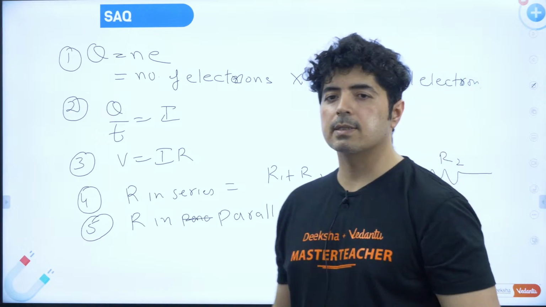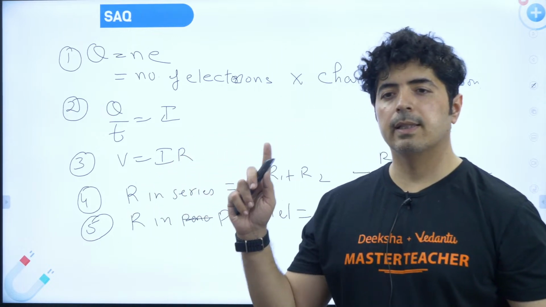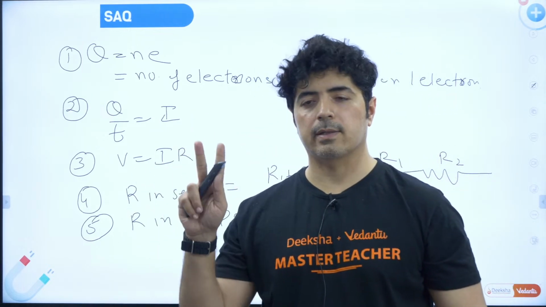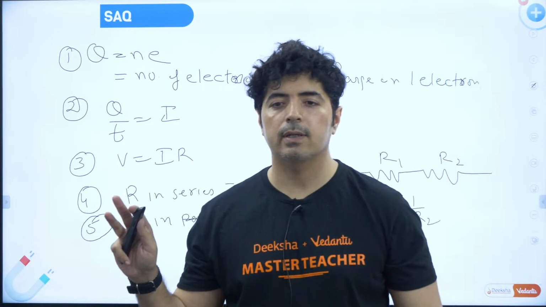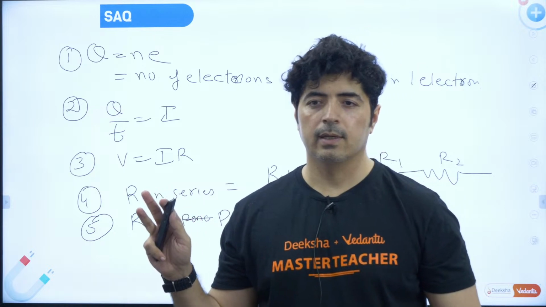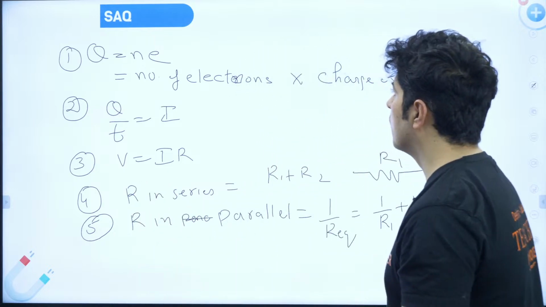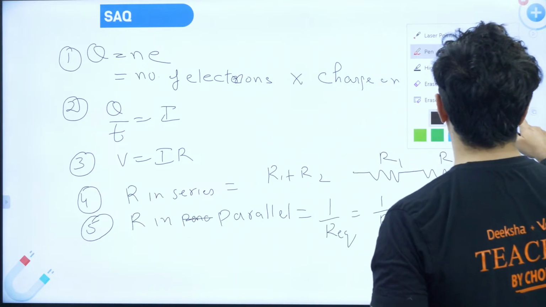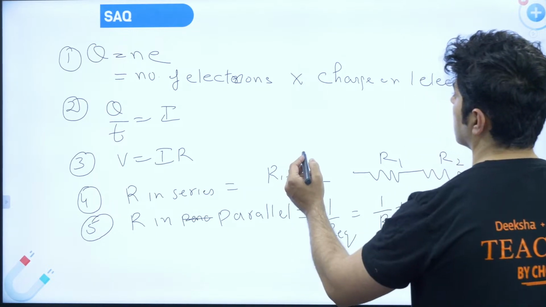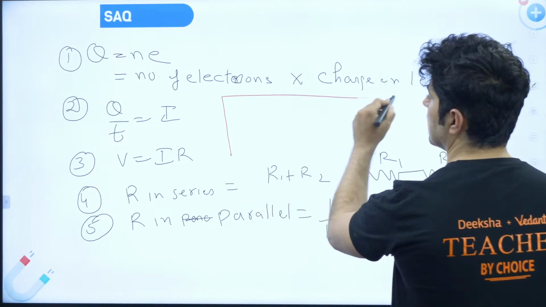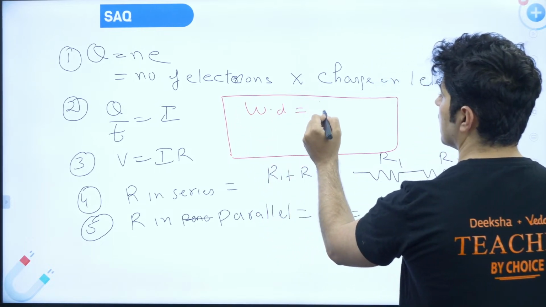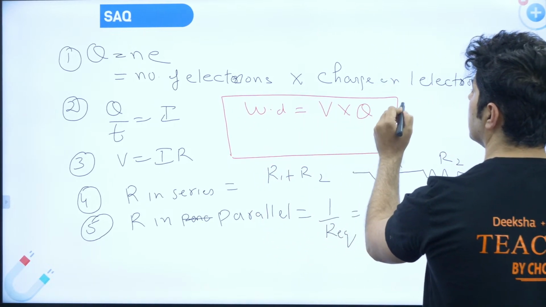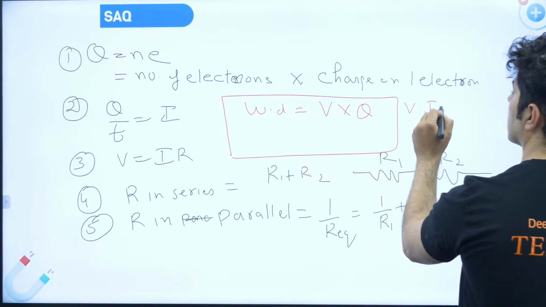So these formulas are from my first lecture. Then power and heating effect. That's it. These are the formulas which are used in your entire chapter. Okay. And also one more formula is there. Work done formula. Okay. So work done is equal to, I'm just writing in this box. Please understand. Work done is equal to potential multiplied by charge. Very important formula, guys. Very important.